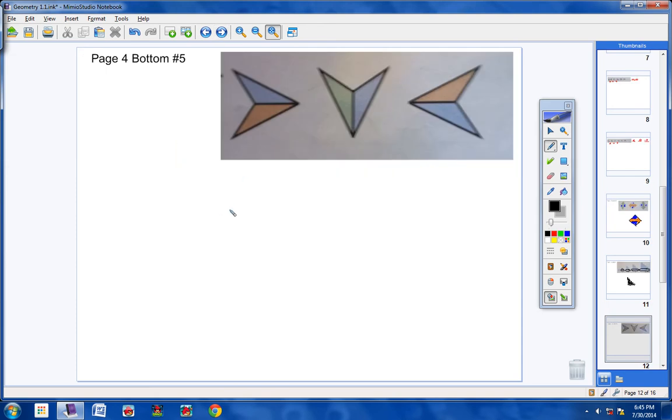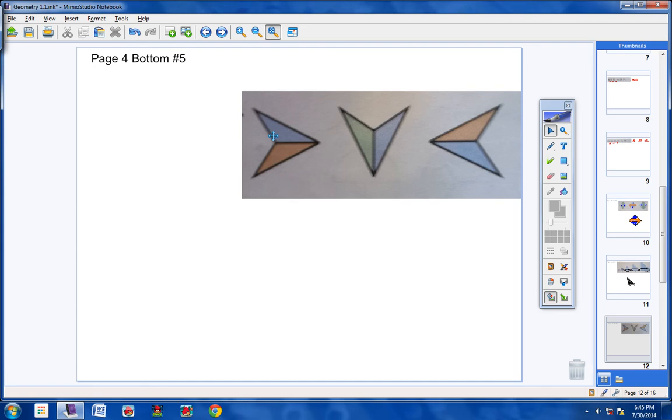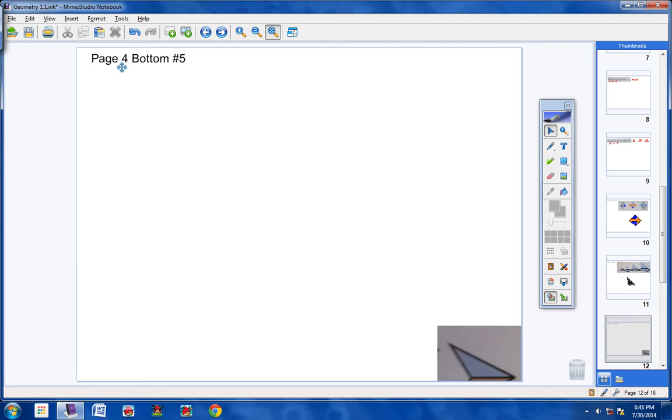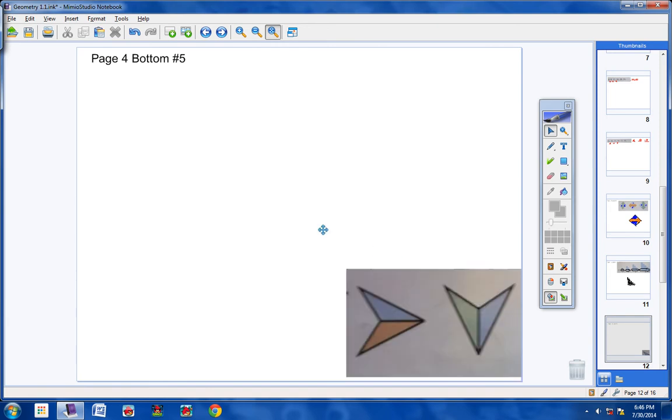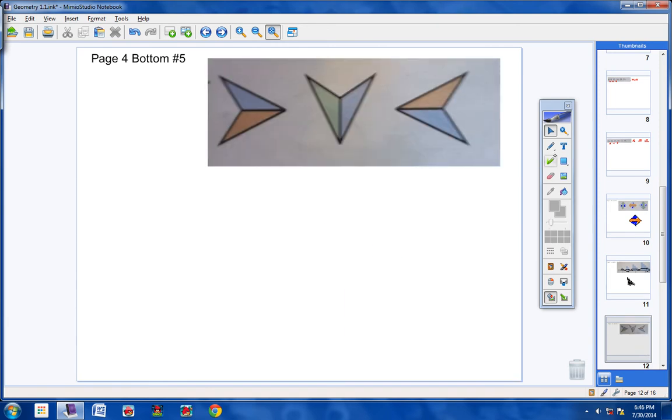Okay, example number 5. Again, I do not want you to draw these figures in your notes. It takes too much time. Please copy this in your notes right here. Page 4, bottom number 5. Page 4, bottom number 5. We're going to go really fast now and finish this lesson up. And so here we go.